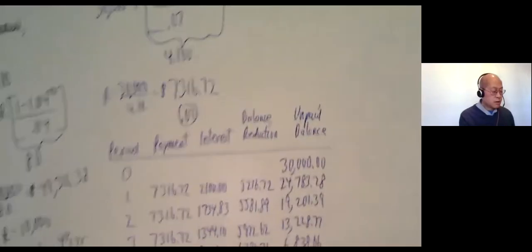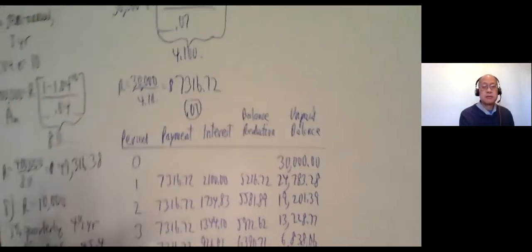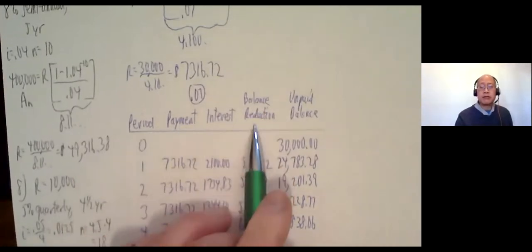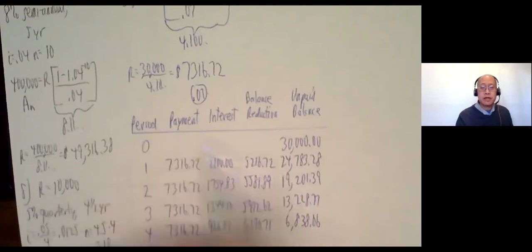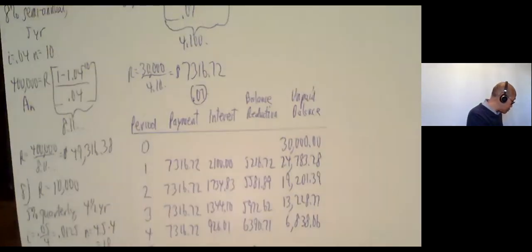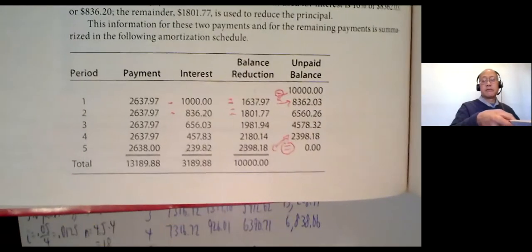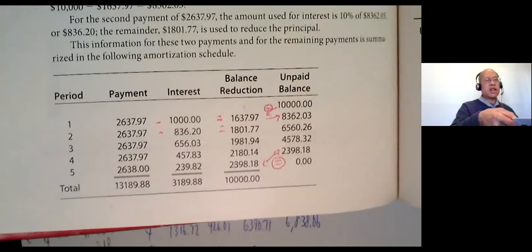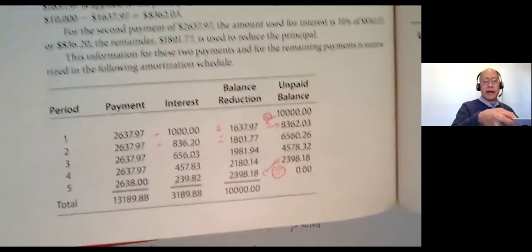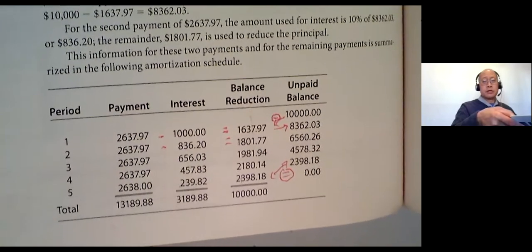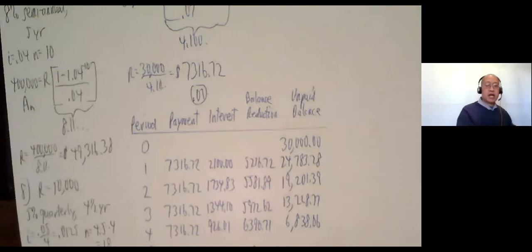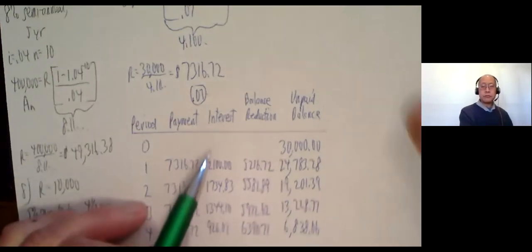Okay, now let me show you the schedule. Period, payment, interest, balance reduction, unpaid balance. That's exactly the same as what I had in the text here. Do the best you can. If I give you this question on a test and you don't really know what's going on, do as much as you can. The fundamental thing is to obviously put all that down, so just copy this.